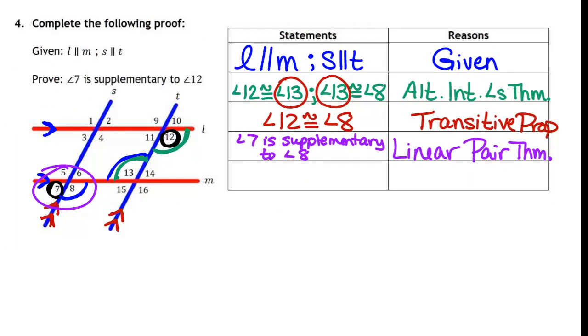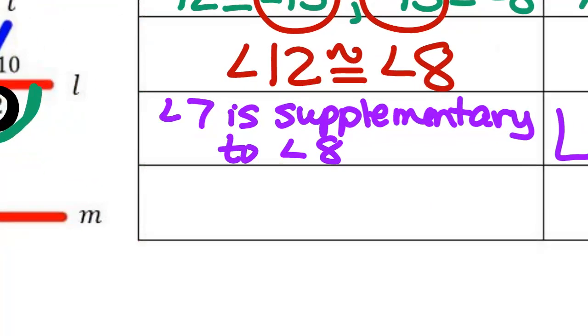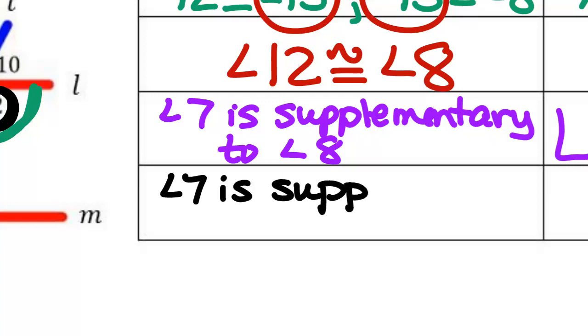Can I say that 7 is supplementary to 12? Why? Substitution. Angle 7 is supplementary to angle 12 by substitution.